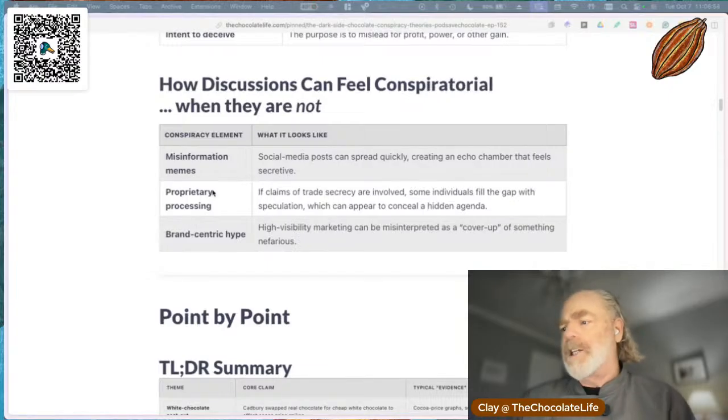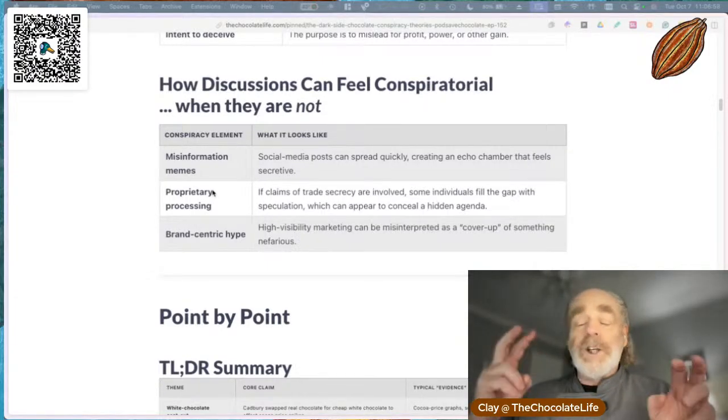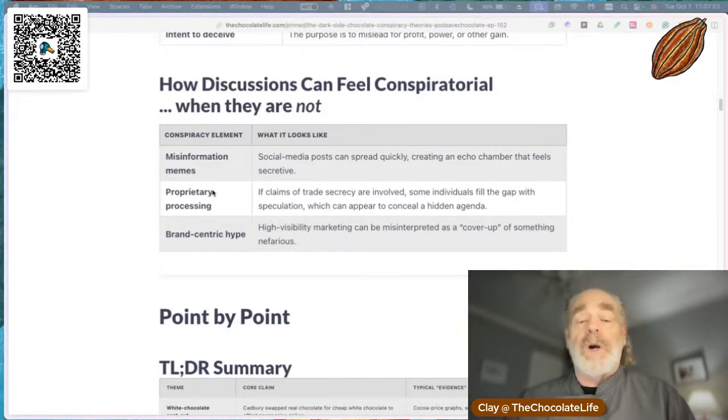Number 2, proprietary processing. So what does that mean? So in chocolate specifically, what we're talking about is there is some secret process. So usually a trade secret process as opposed to a patented process. There's a trade secret process which is hiding something from the general public. And again, we as the insiders have special knowledge that the proprietary process is nefarious. It's being done specifically to deceive people.